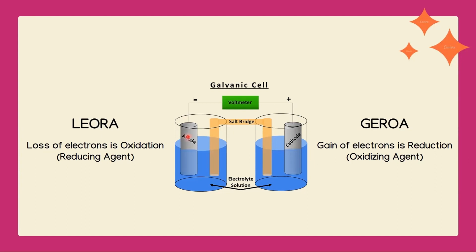We will also need an external circuit, which would help the electrons flow from anode to cathode, as well as the voltmeter to record the cell potential. We will also need the electrolyte solutions that will facilitate the conversion of metal ions. And lastly, we need the salt bridge that will connect the two sides of the electrochemical cell. The salt bridge provides electrolytes needed to neutralize the solutions in both sides of the cell.